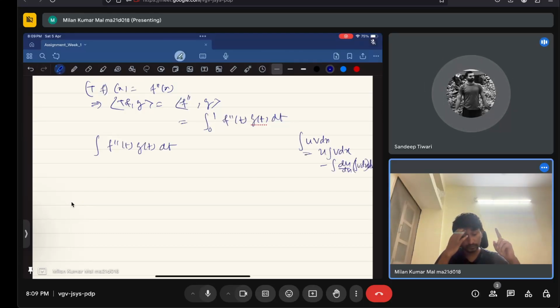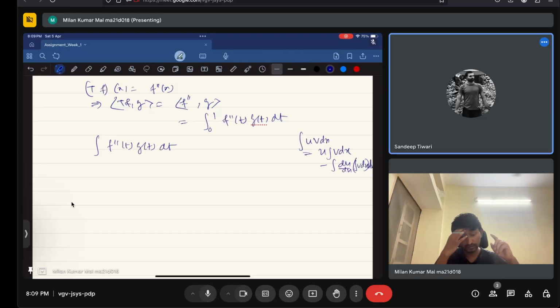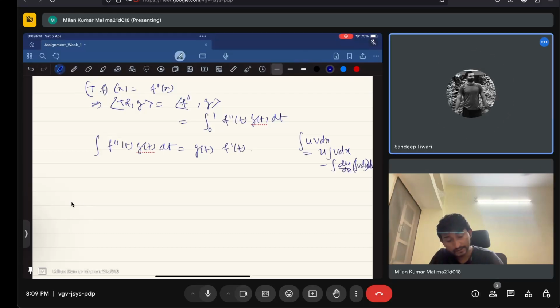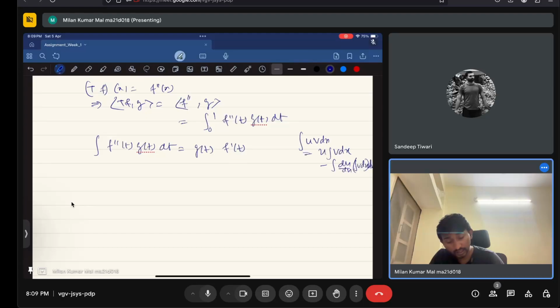Option 1, the unitary one, may be correct, but I'm just trying to calculate it. In the partial integration, I take f double dash as v, so g t times f dash t, minus the integral of g dash t times f dash t dt.